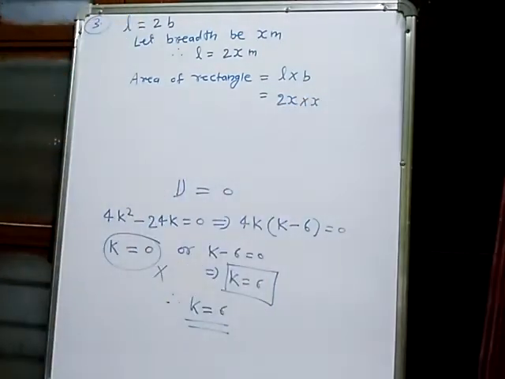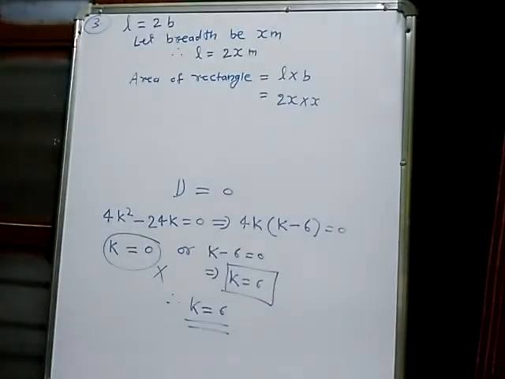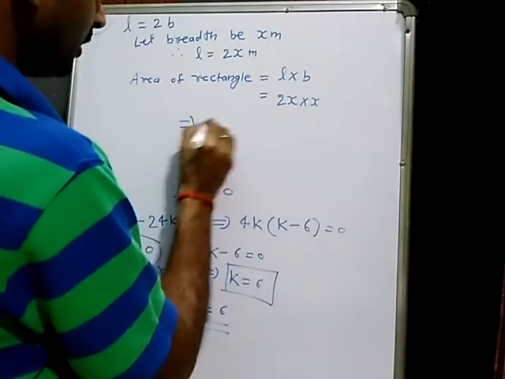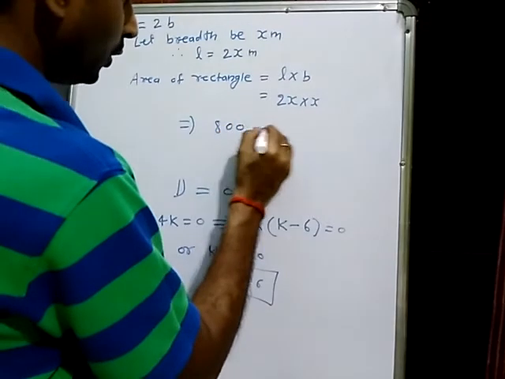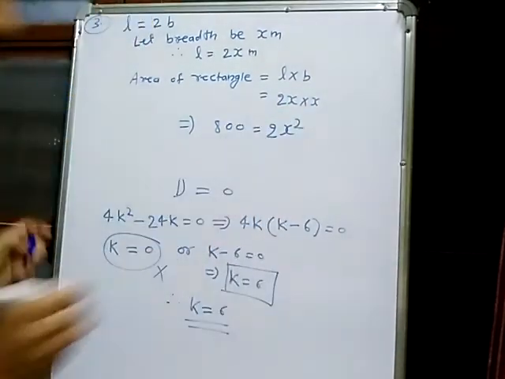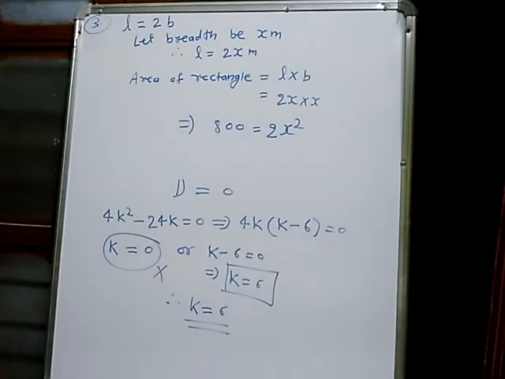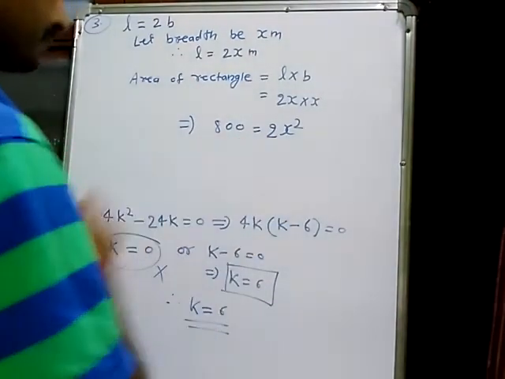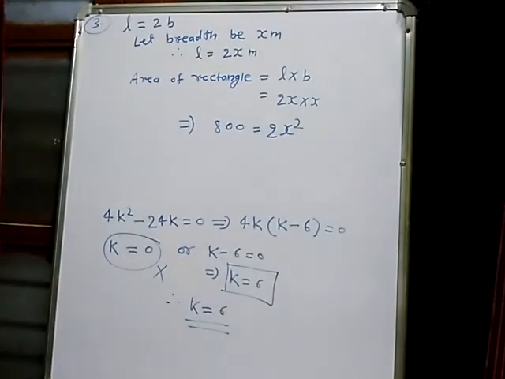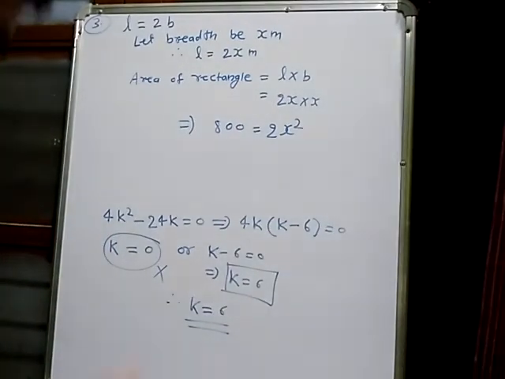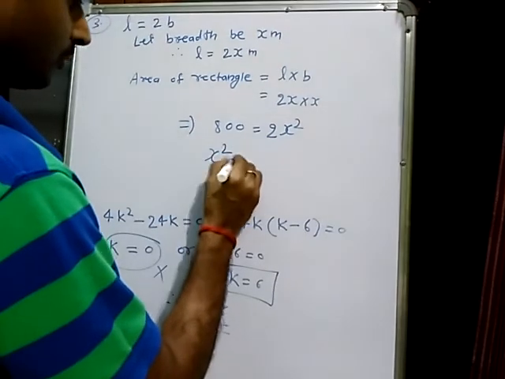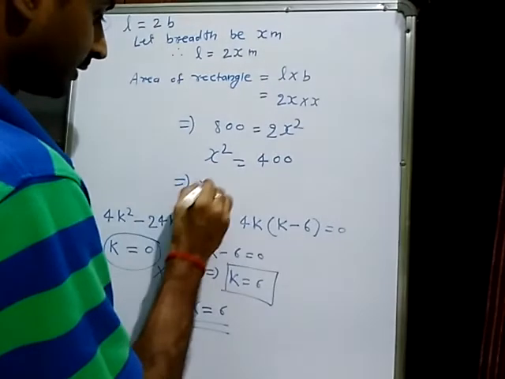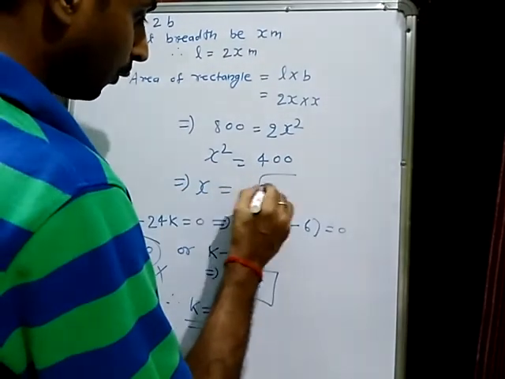और देखो ये area of this rectangular field or rectangle is given. Rectangular mango grove is given. How much given? 800 meter square. ये किसके इक्वल होना चाहिए? 800 is equal to 2x square. So therefore, if 2x square is equal to 800, so x square is equal to 400, right now 800 by 2 is 400 meter square. So x is equal to square root of 400.